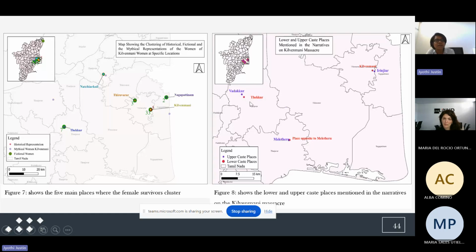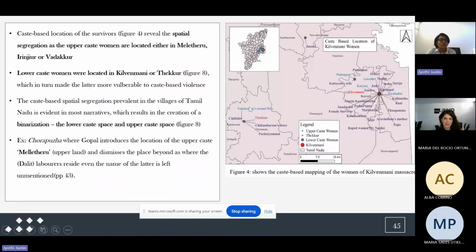From this, we can see that the location of the upper caste women in safer spaces made them safer, in contrast to the lower caste survivors who were located together in a particular area. So it became easier to locate the Dalit survivors and to commit violence against them. From the caste-based location, we were able to see that upper caste women were located in Melitiru, Irinjiur or Vadakur, and lower caste women were located mainly in Kilvenmani or Tekkur.